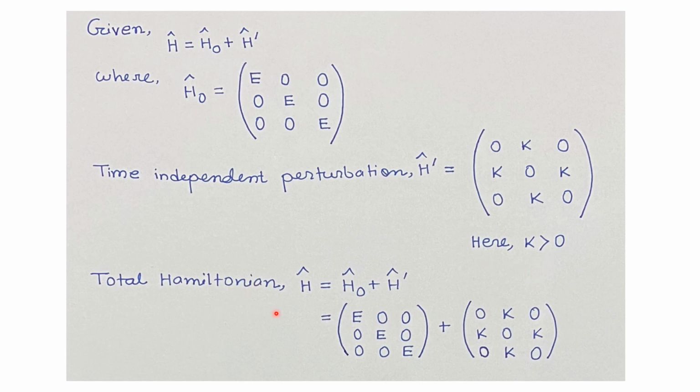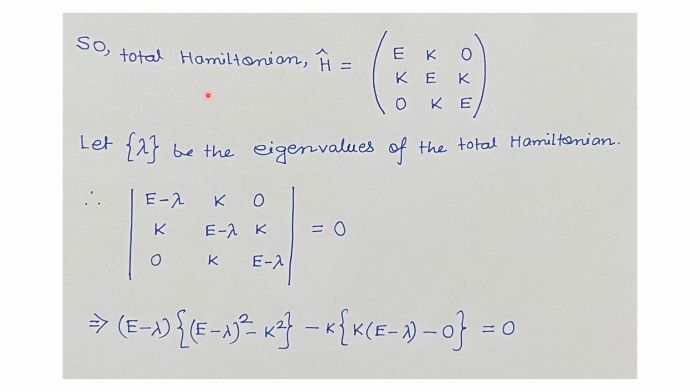So total Hamiltonian is H naught cap plus H dash cap. If we add these two matrices, we will get the total Hamiltonian H cap equals EK0, KEK, 0KE, this 3 cross 3 matrix. Now this is a 3 cross 3 matrix, so if we want to find the eigenvalues for this matrix, we will get 3 different eigenvalues.